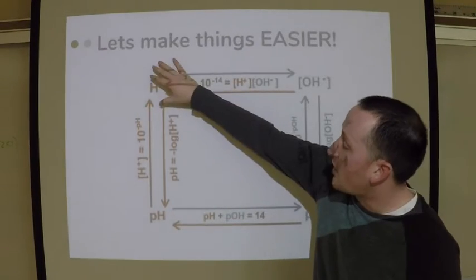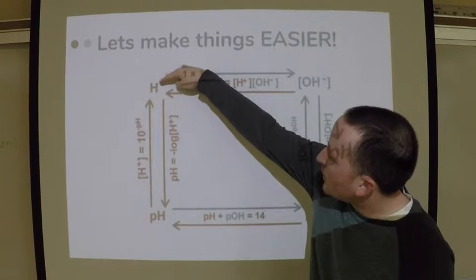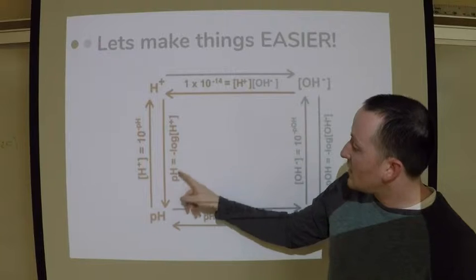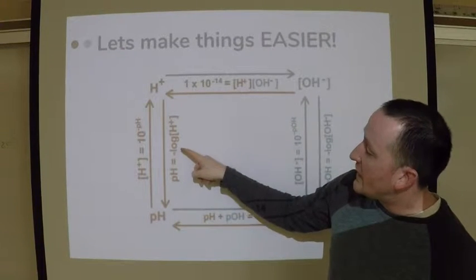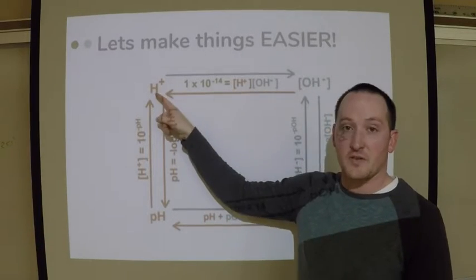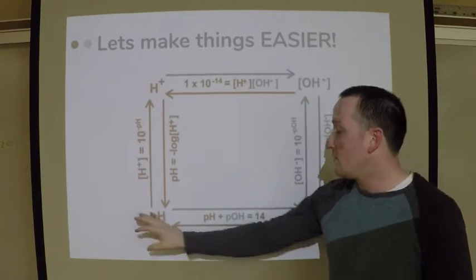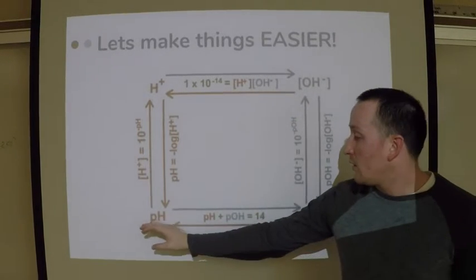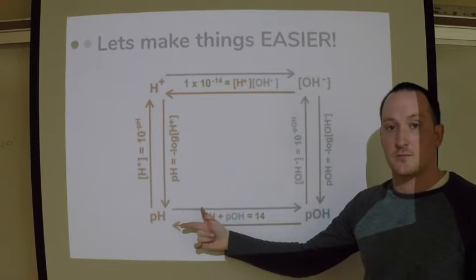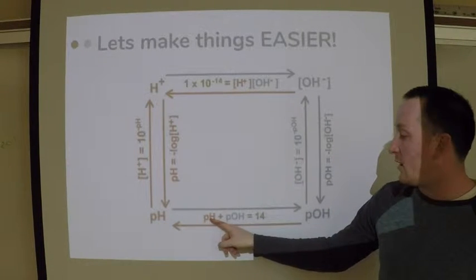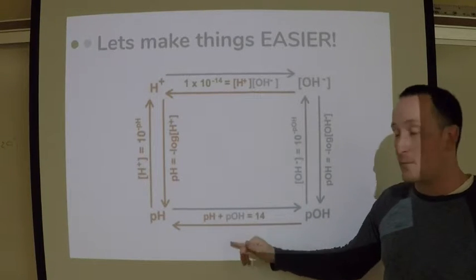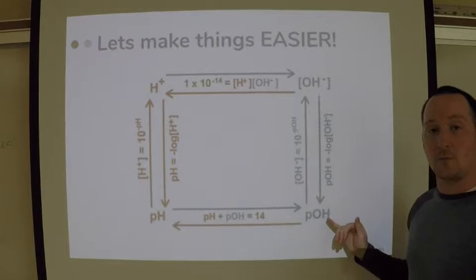So if I had my H+ and it said find the pH, I would look at my H+ and follow the arrow that goes from H+ to pH. And it says, to find the pH, it is equal to the negative log of my H+. So I would take the negative log of my H+ concentration, and that would give me my pH. Then, if I wanted to go to pOH, I would follow this arrow. This equation can be used for either direction. So I would take my pH, plug it in right here, so I'd have my pH plus my pOH is 14. I would solve by taking 14 minus my pH, and then I would get my pOH.